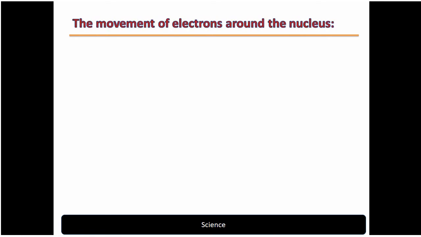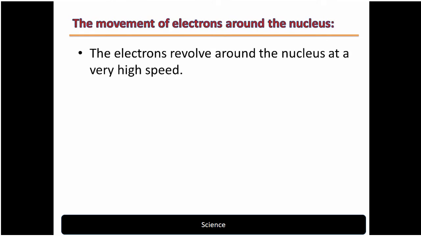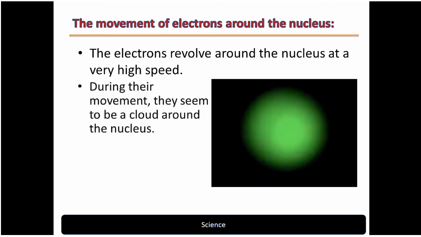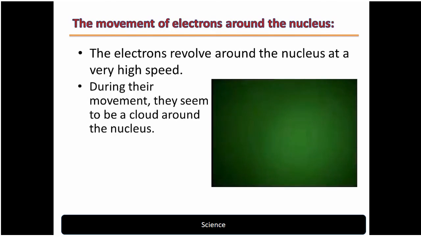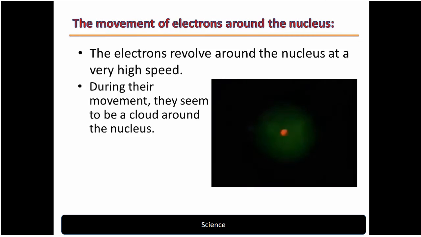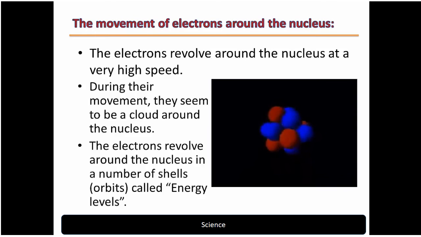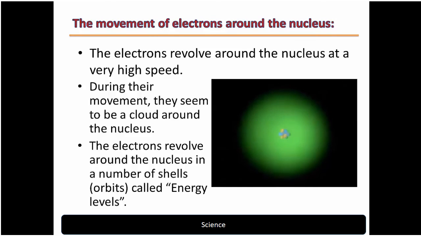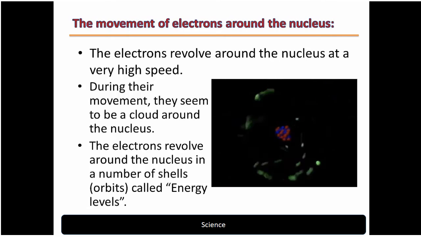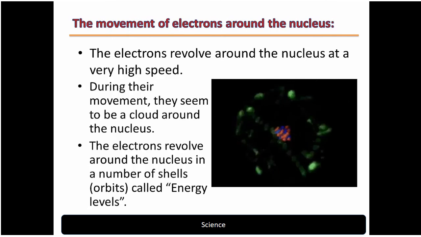The movement of electrons around the nucleus. The electrons revolve around the nucleus at very high speed, as you can see from this video. During their movement, they seem to be a cloud around the nucleus. The electrons revolve around the nucleus in a number of shells or orbits, just like planets. Each shell is called energy level, as you can see from this video.